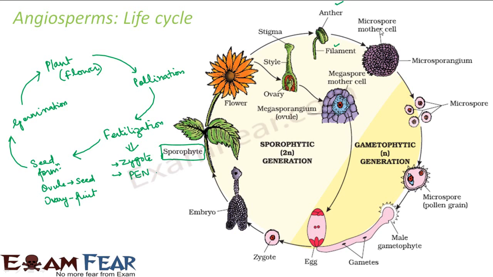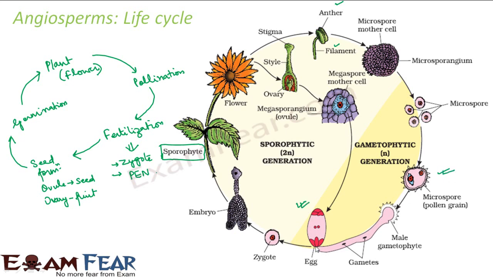So this will give rise to the microspore mother cell. So microspores and microsporangium are all male. Similarly, megaspore and megasporangium are all female. So from this anther will come out the microspore mother cell, which contains the microsporangium, and they will give rise to microspores. So these microspores are nothing but the pollen grains. Similarly, from the female reproductive organ, the megasporangium will form the megaspore mother cell, and this will form the egg. So this is the female gamete and this is the male gamete.